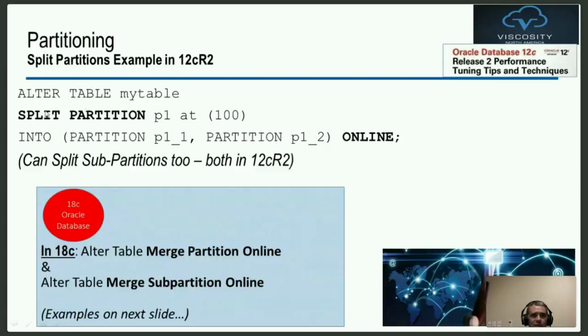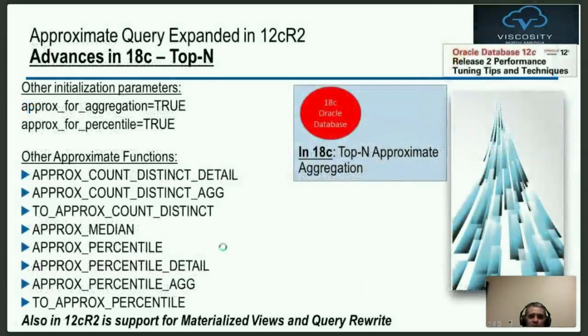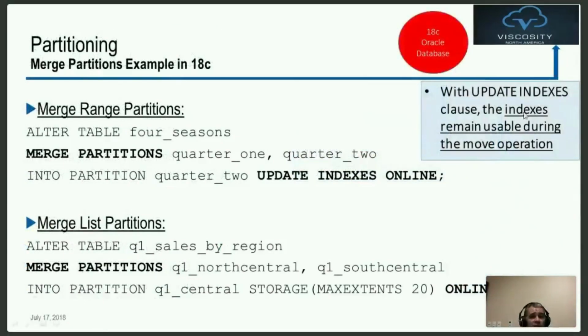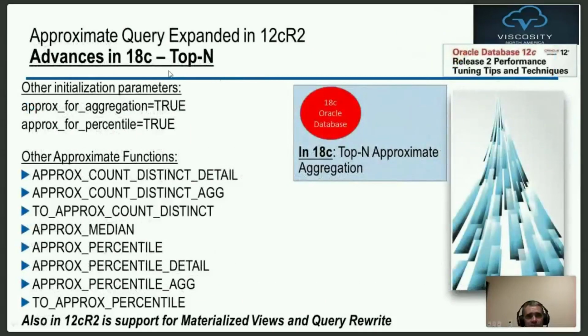Partitioning, I don't know if you noticed that in 12c R2, I can do a split partition online. Oh, nothing about a merge partition online. But in 18c, they finally got that merge partition online. And there's just an example of how to merge partitions if you're not familiar with it. Oh, and a good point, I can also do an update indexes on this as well. So those indexes will remain usable during the move operation, or the merge operation, rather.